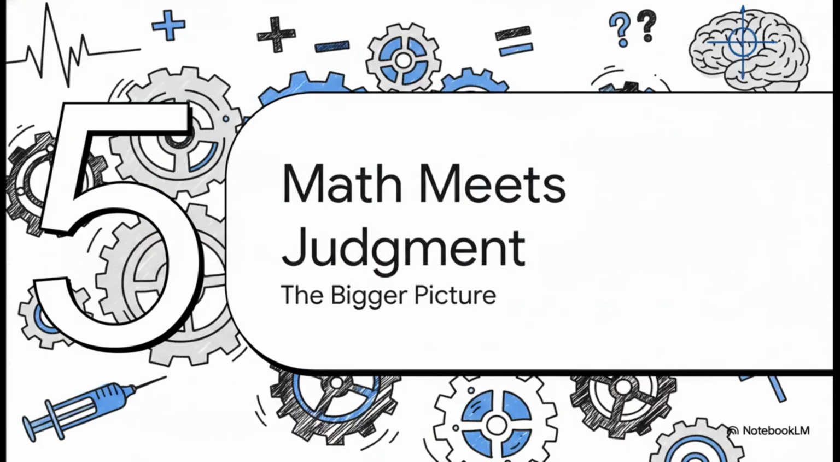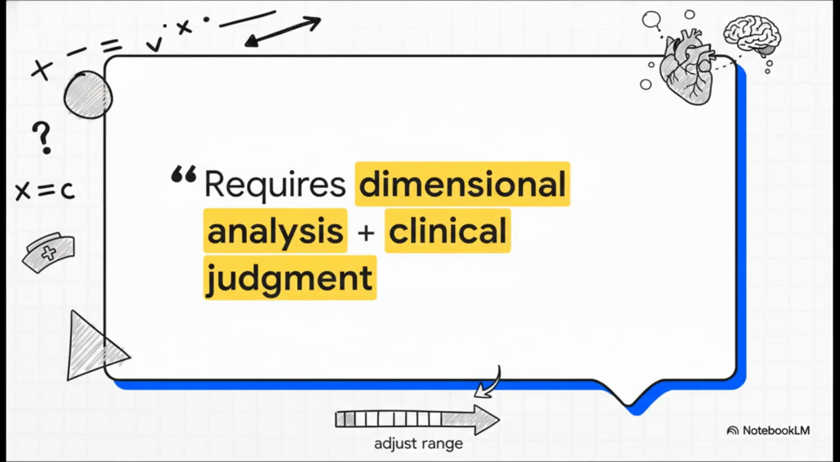So, we've nailed the math. But like pretty much everything in medicine, the numbers are only half the story. This calculation is a powerful tool, but it is never, ever a replacement for your professional expertise. And here's the crucial takeaway. I love how the source material puts it. This skill requires dimensional analysis, which is just the fancy term for that step-by-step method we just practiced, plus clinical judgment. The math gives you the safe boundaries, the guardrails, but it's your training, your assessment of the patient that determines where to start within that range and how to adjust.